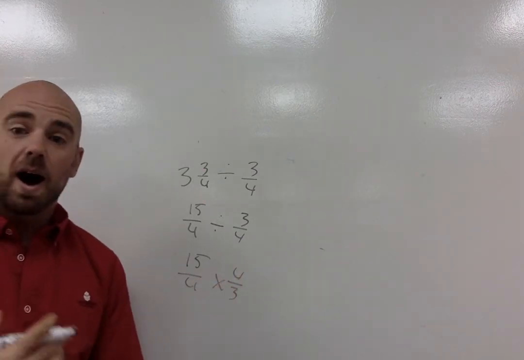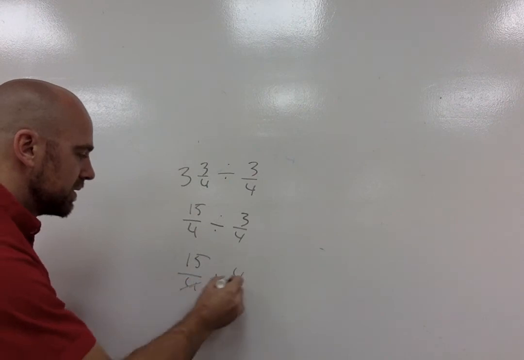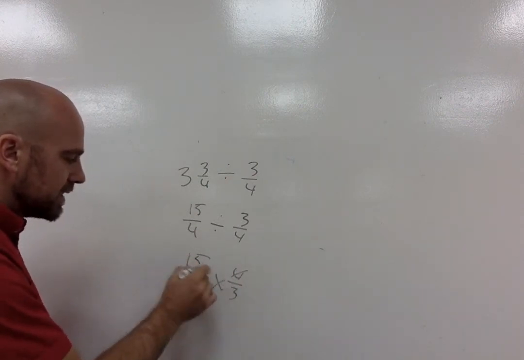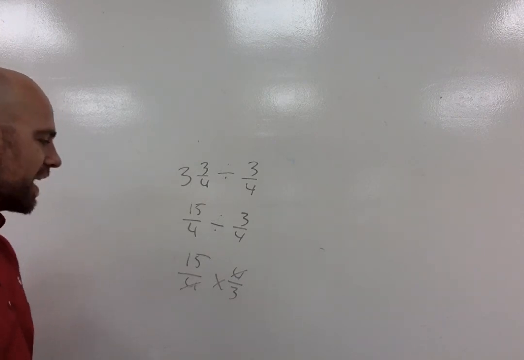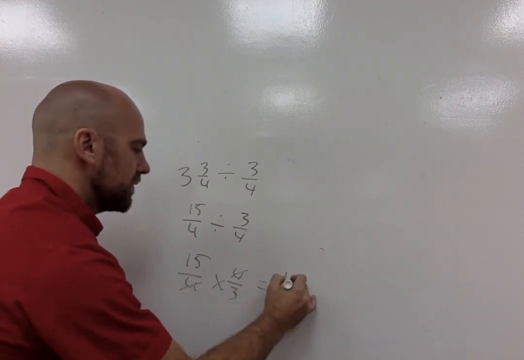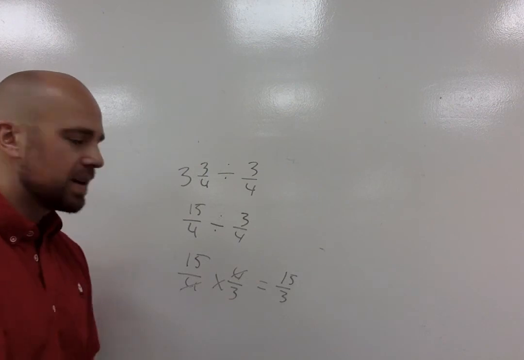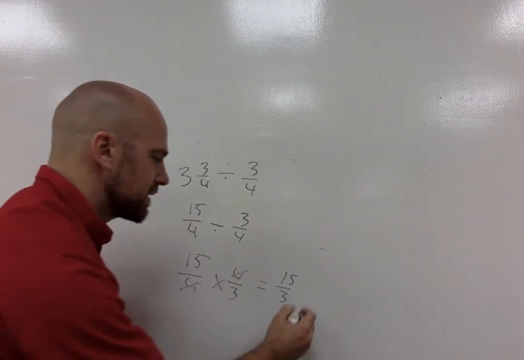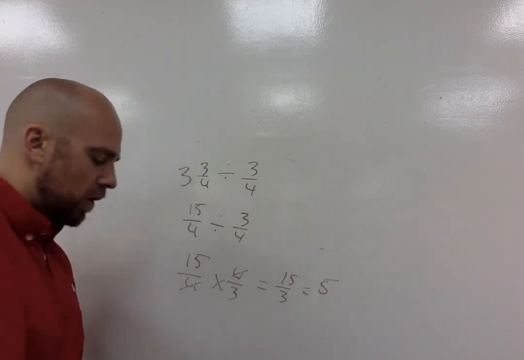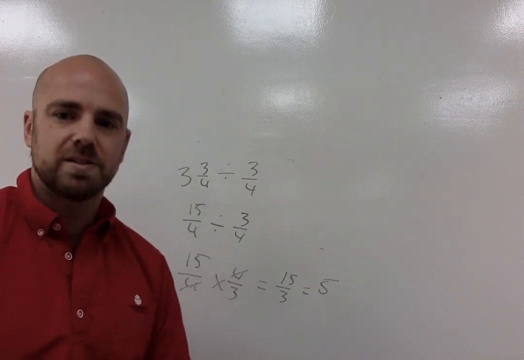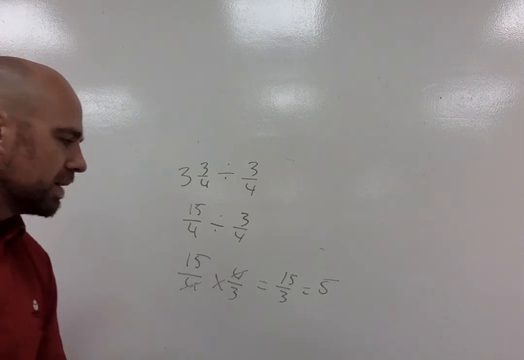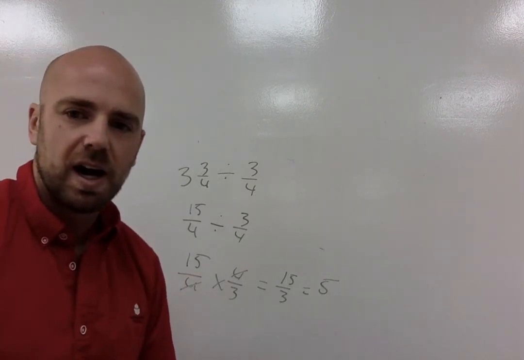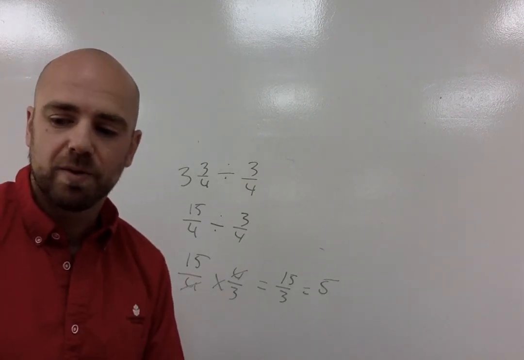Now, I'm going to eliminate my 4's. Now, all I have technically is 15 over 3. So I'm just going to simplify that fraction. 15 over 3, I can take 3 out of 15, and that's going to leave me with 5 wholes. So that becomes my answer for this question. So sometimes when you flip, all you have to worry about is just changing what you're looking at.